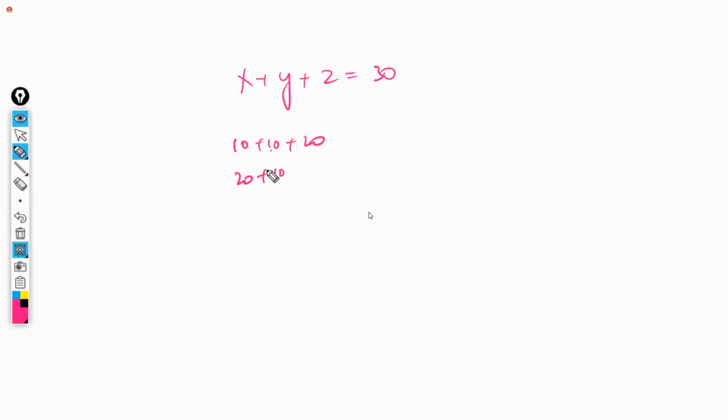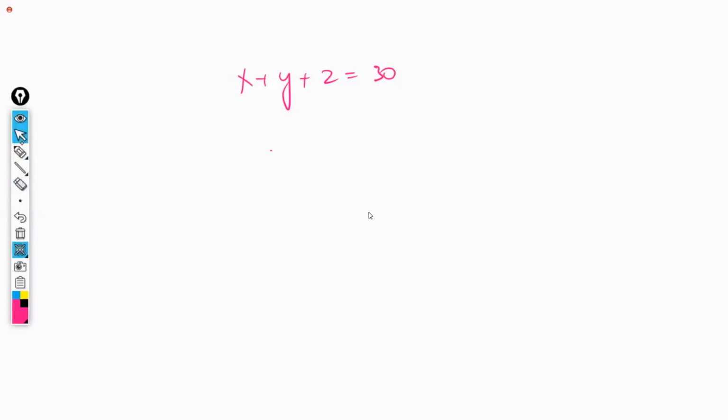20, 10, 0. 10, 10, 10. I can consider 20, 10, 0, I can consider 0, 5, 25, I can consider. Multiple values are there, right? Multiple options are there. Infinite number of options are there. For selecting this one, you are having infinite number of options.